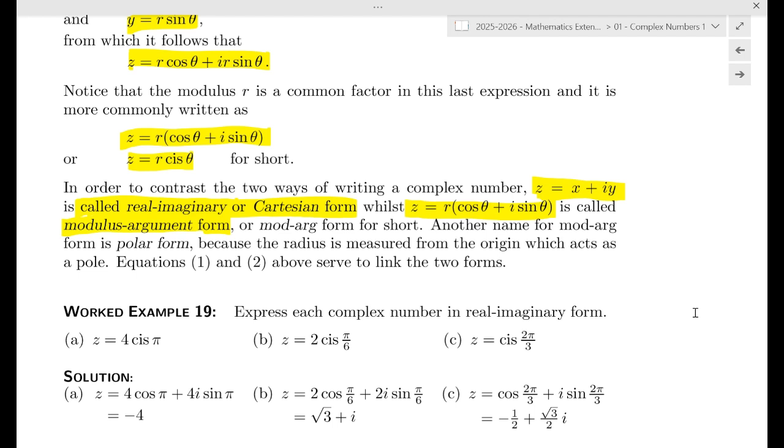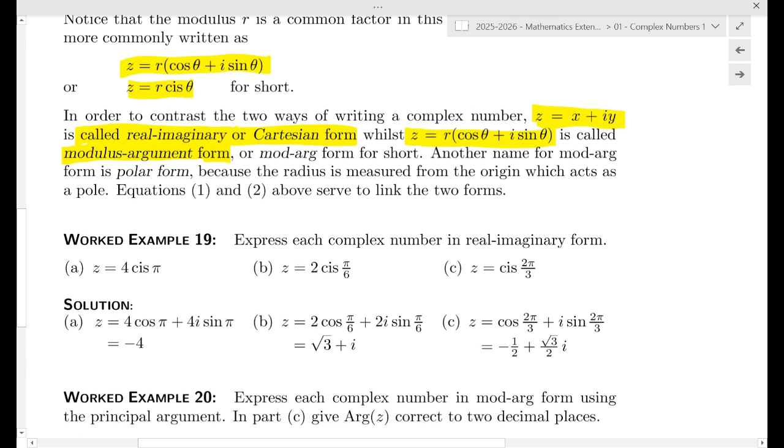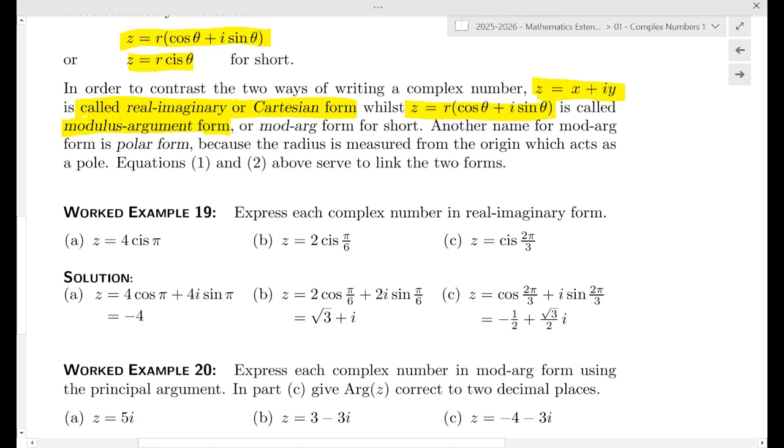All right, so it's pretty straightforward. We've got the hang of that. I think you'd be able to do those day in, day out. Now go the other way. Express each complex number in mod arg form. So now what we've got is the Cartesian form. We need to change it to mod arg.